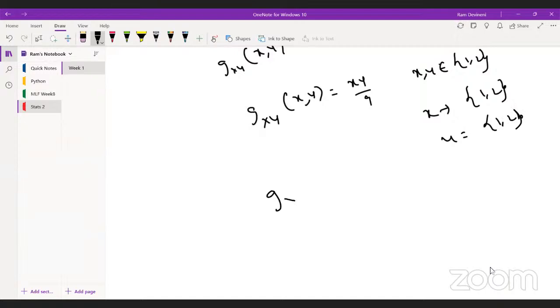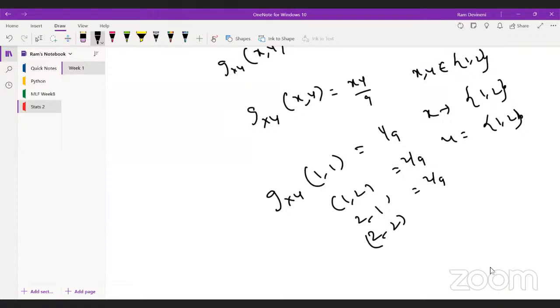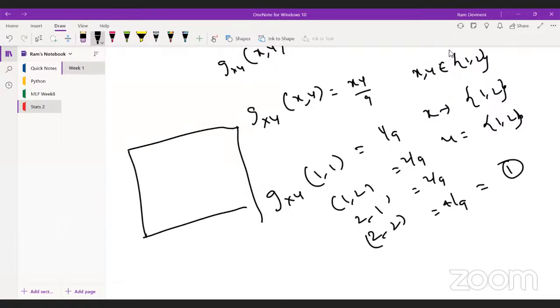Which basically means gxy could take the values for (1,1), (1,2), (2,1), (2,2). Am I right? It's going to be 1 by 9, 2 by 9, 2 by 9, 4 by 9. You sum it up, you're going to get 1. That is just the basics. You could write this probability distribution as the joint distribution table.